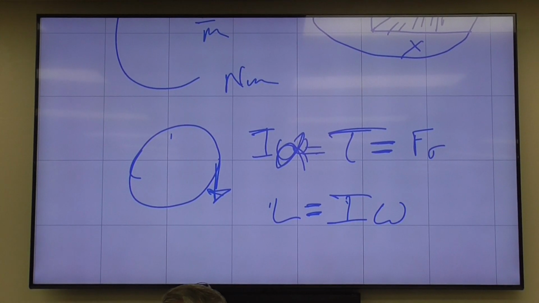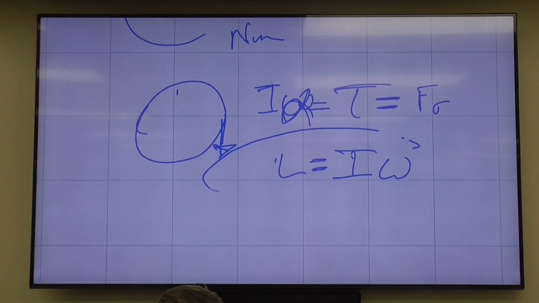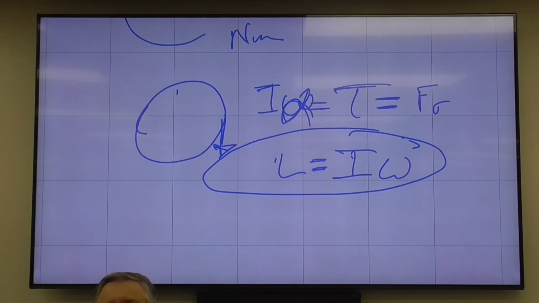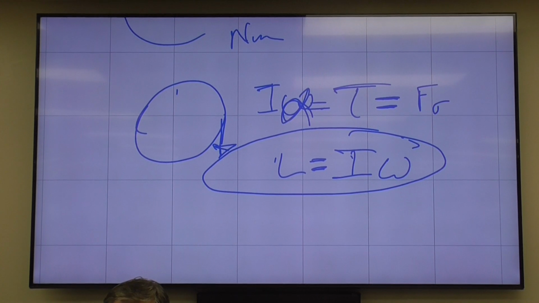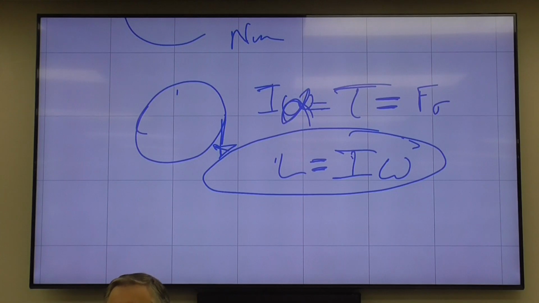So why do you spin faster when you bring your arms in? Your radius goes down, your moment of inertia goes down. Angular momentum has to be conserved, so omega goes up. Small I, big omega.